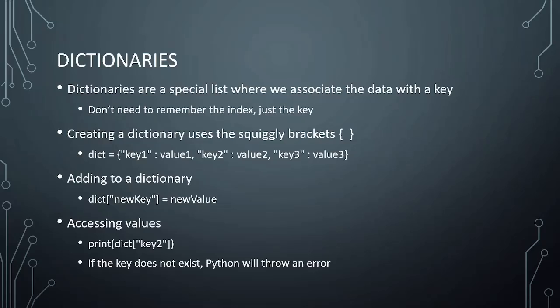Now I can access values in this. Instead of finding out which position it is in that list, I just write which key it is. So in the following example, it's got print dictionary key 2. So it will return whatever value 2 is and print that out. Now if the key doesn't exist, Python will throw an error. And this could be caused by having upper or lowercase characters where the key does not match. Let's go over to PyCharm and see how this works.